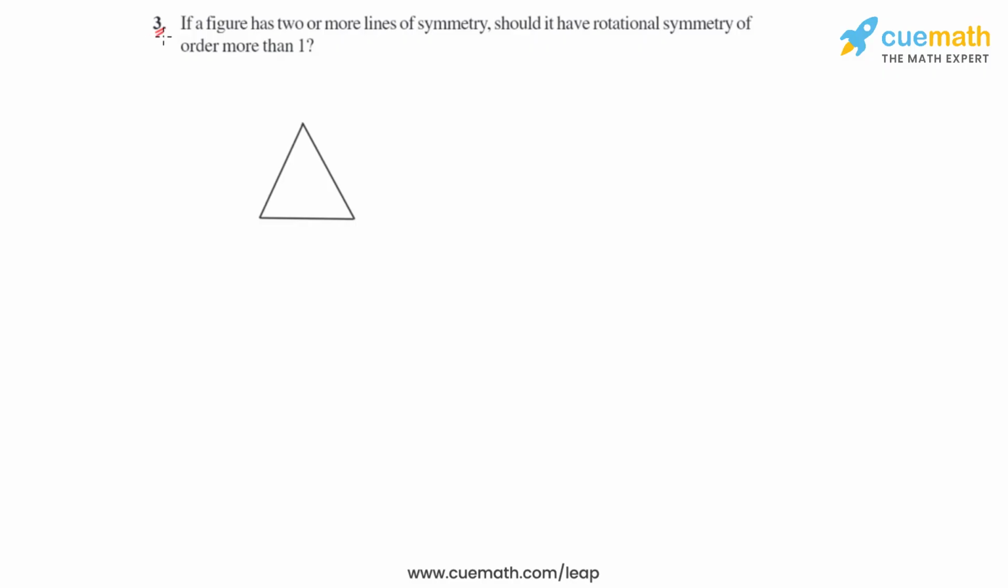So question number 3 of this third exercise asks us to validate whether if a figure has 2 or more lines of symmetry, it should also have a rotational symmetry of order more than 1. So we have taken this equilateral triangle to validate this point. Let us now consider the lines of symmetry for this equilateral triangle.